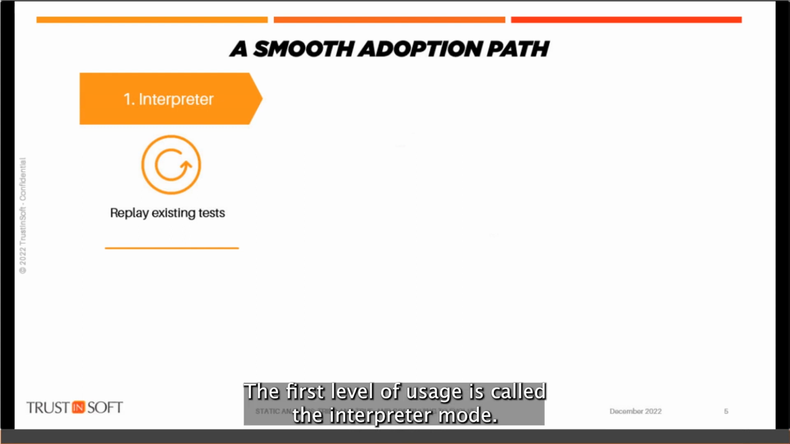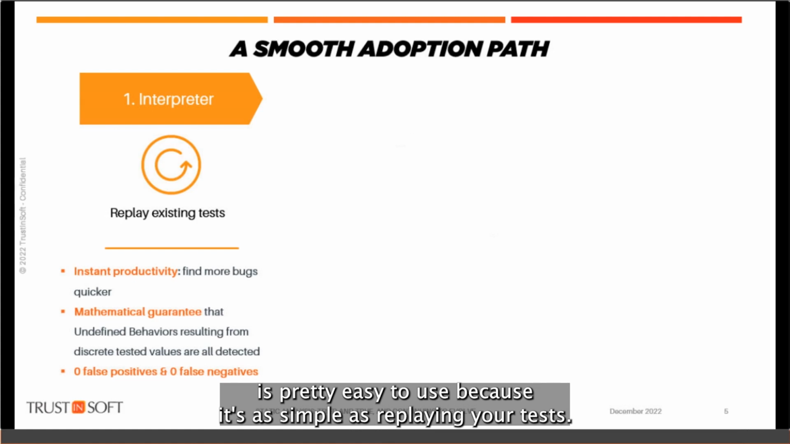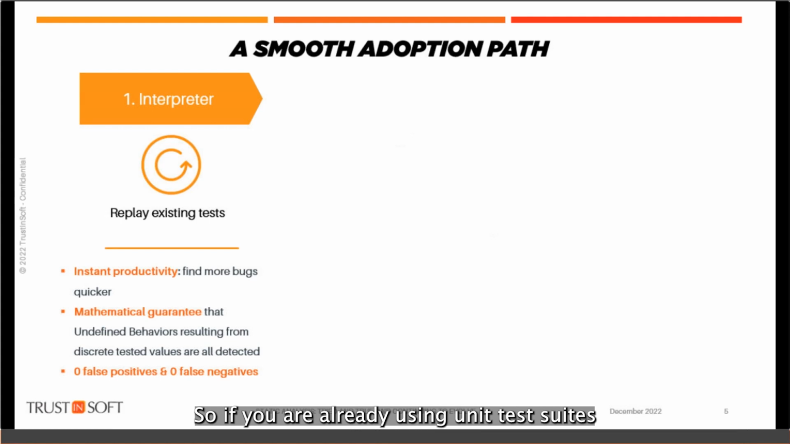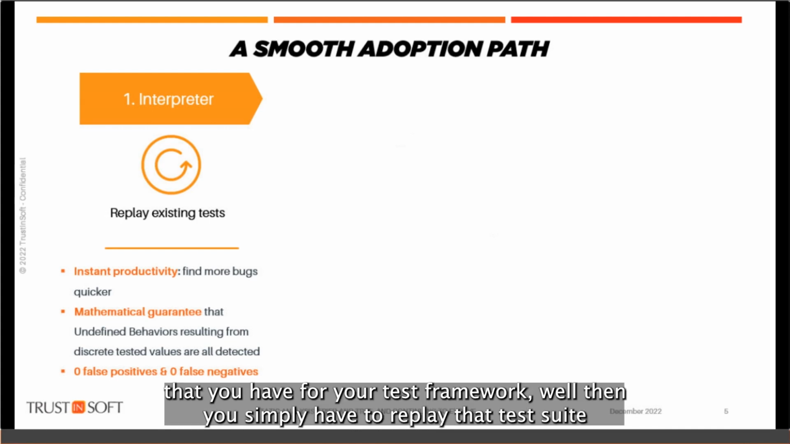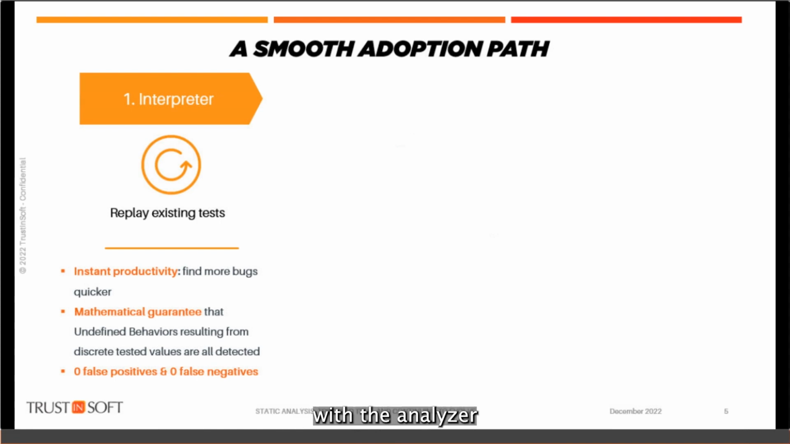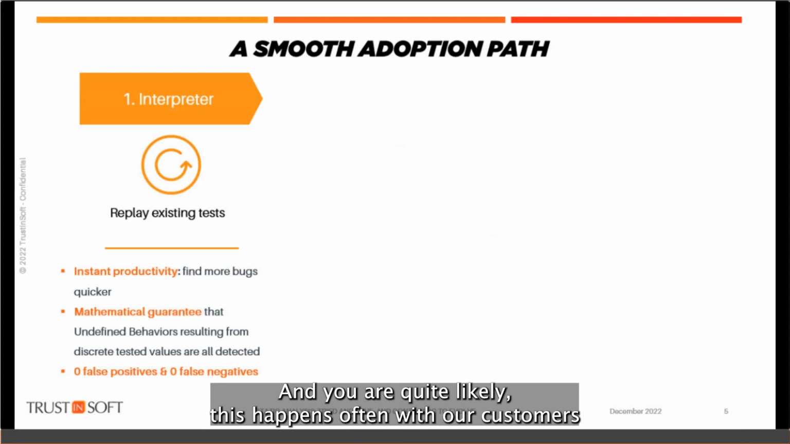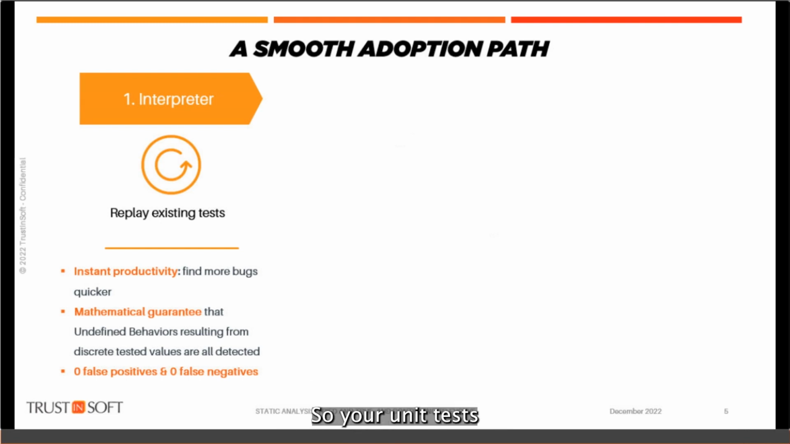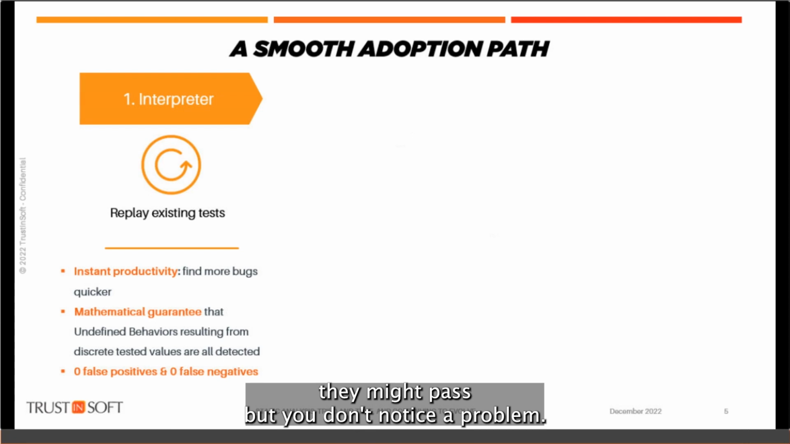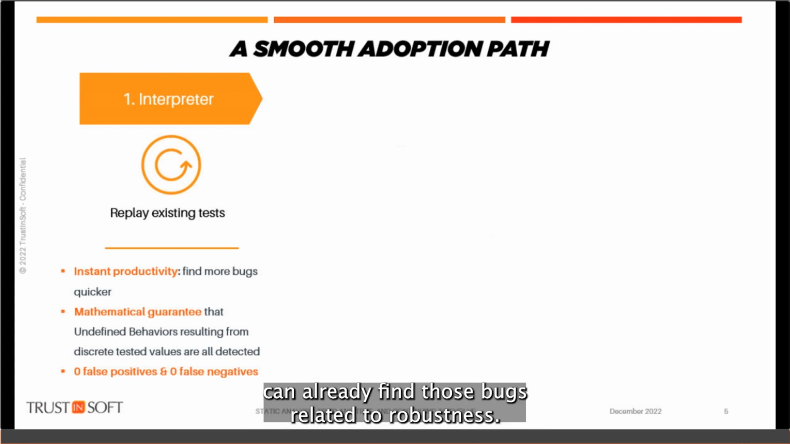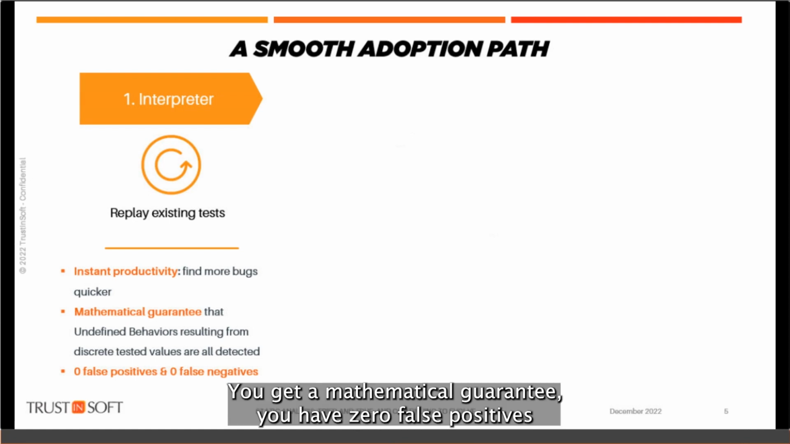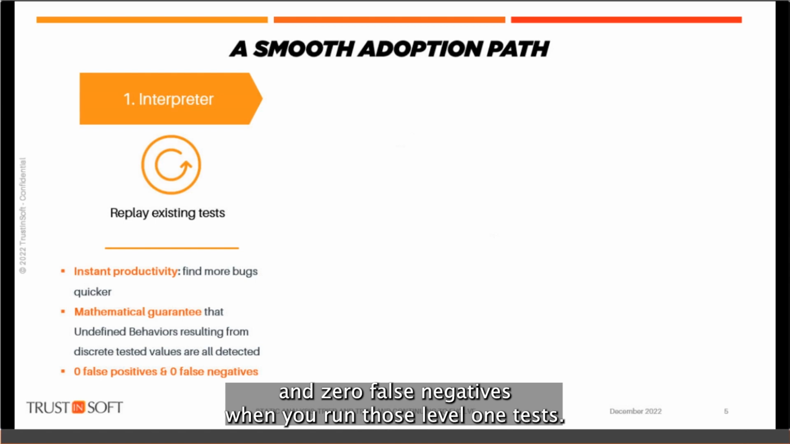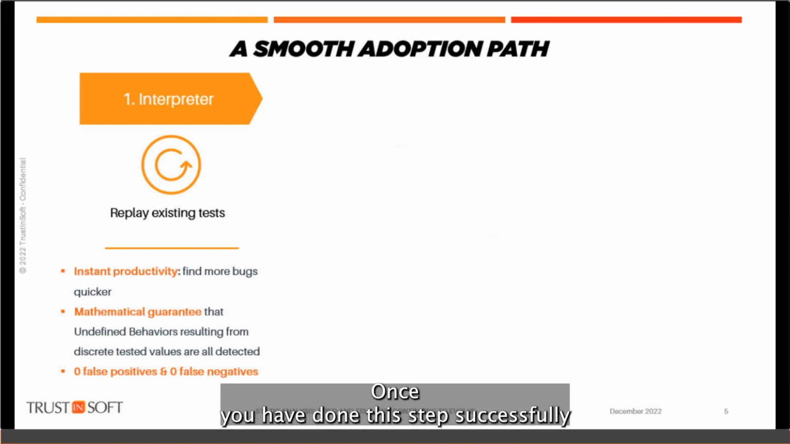The first level of usage, called the interpreter mode, is pretty easy to use, because it's as simple as replaying your tests. If you already have a unit test suite for your test framework, you simply have to replay that test suite with the analyzer, and you are quite likely, as happens often at our customers, to find more bugs related to robustness than to functionality. Unit tests might pass, but you don't notice a problem, so you can already find those bugs related to robustness. You get a mathematical guarantee: you have 0 false positives and 0 false negatives when you run those level 1 tests.